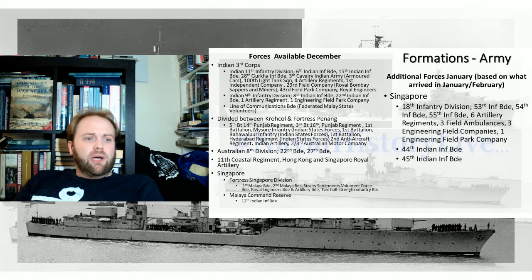And this is what arrives in January, February: the 18th Infantry Division, which is the most complete formation they receive, and the 44th Indian Infantry Brigade and the 45th Indian Infantry Brigade.